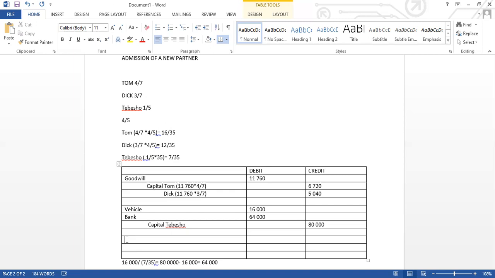Okay, so when we revalue our assets during admission of a new partner, is it really fair for the new partner to also gain on the revaluation of that asset? No. Just hold on.